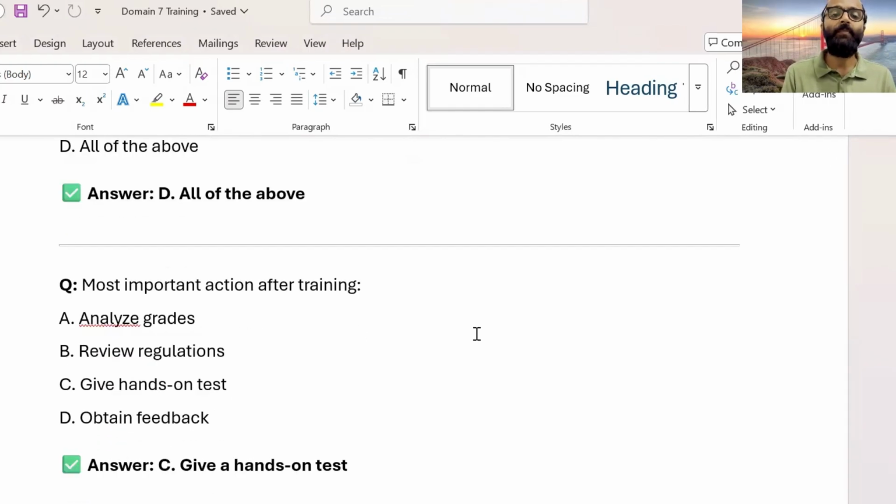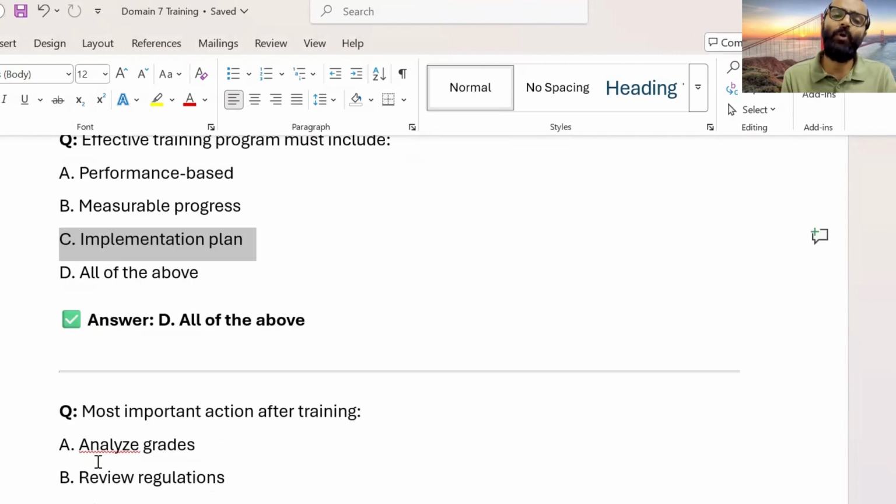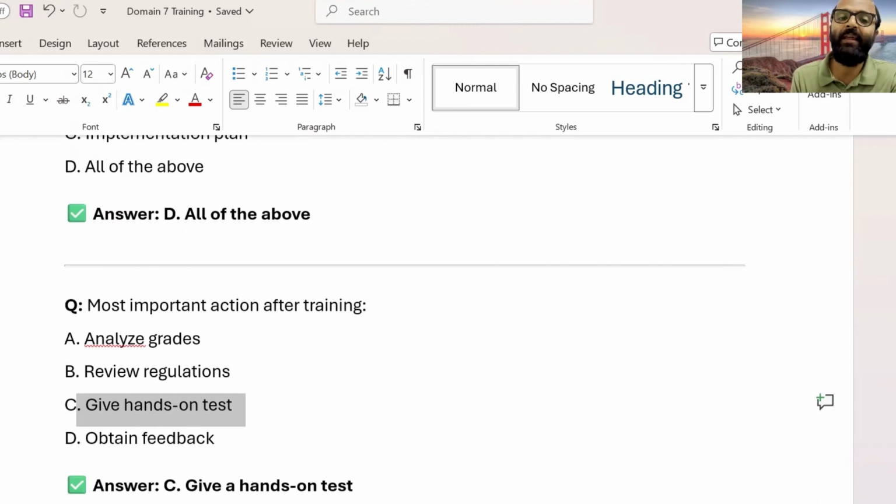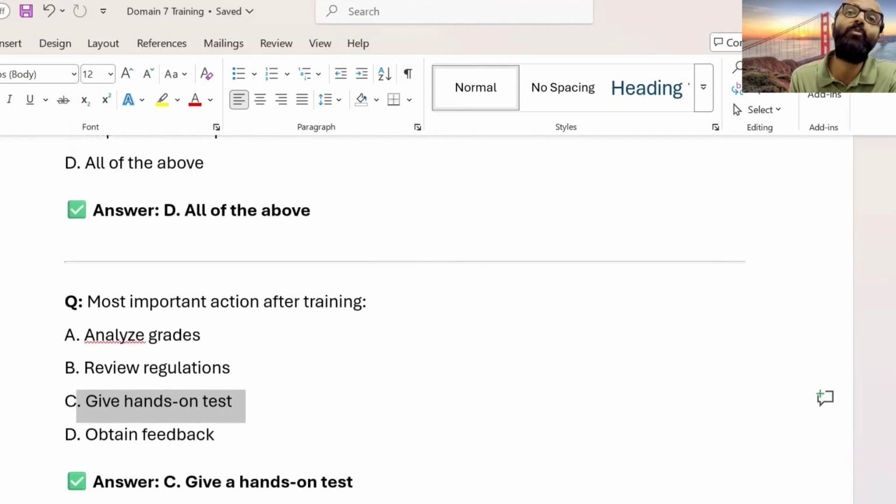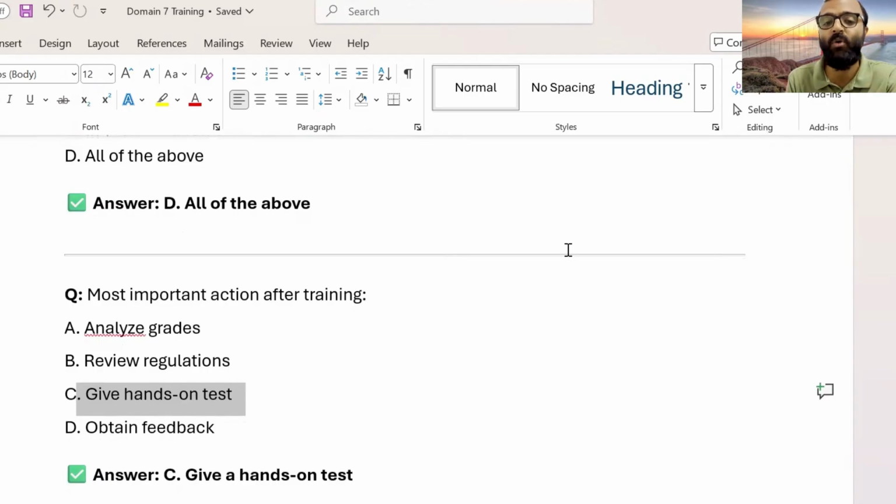Most important action after training. Most important action after training is analyze grades? Understanding the grades, we already discussed in the notes itself. Grade has no value. If you go to your site and can demonstrate that you are doing it in a safe manner, that is the correct method of evaluation. Evaluation should be done after training. Not grades, not review regulation; give hands-on test, obtain feedback. Give hands-on test is the most important thing, because after training, evaluation is coming. Okay. Analyzing the grades has no value, because the grade would be high, but the person would be going and doing the job in a wrong way.